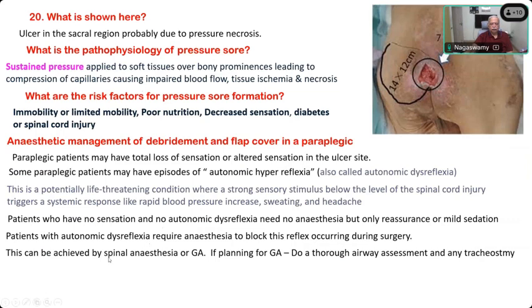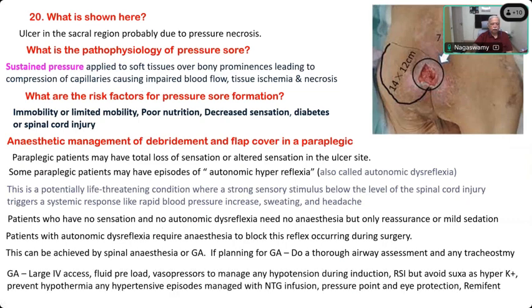And if the patient is apprehensive and not willing for spinal, you have to go for GA. And if you plan for GA, do a thorough airway assessment and ask whether patient was on tracheostomy, because this usually happens in patients with spinal cord injuries or patients who are on prolonged ventilation, and they might have had a tracheostomy earlier. So that will make the GA intubation more challenging.